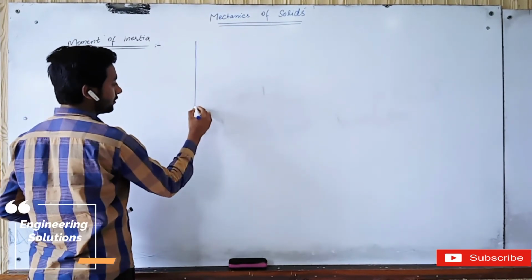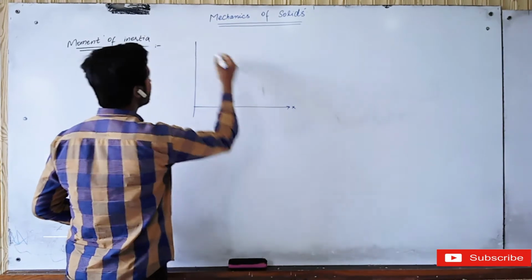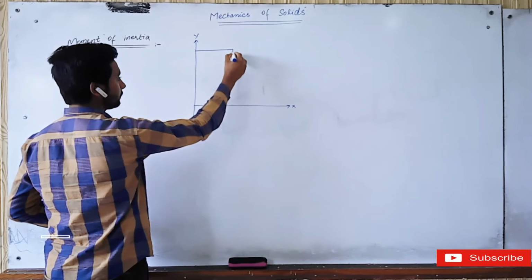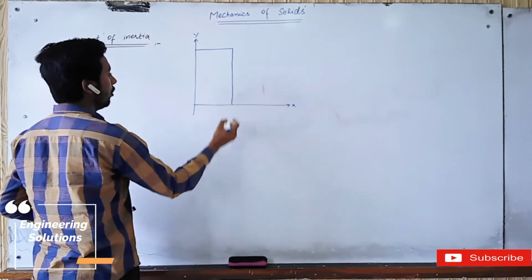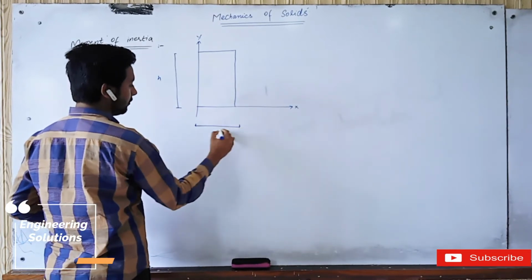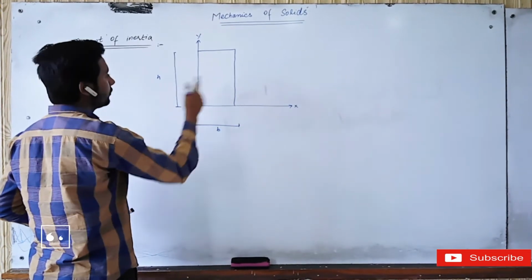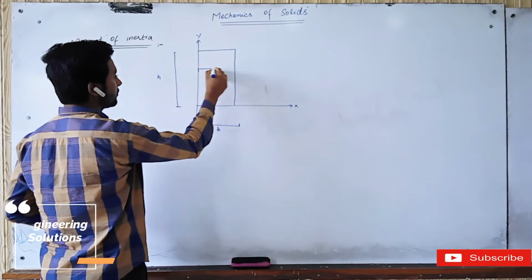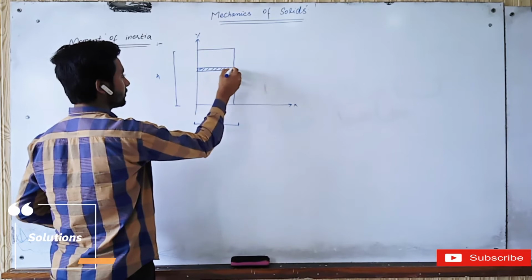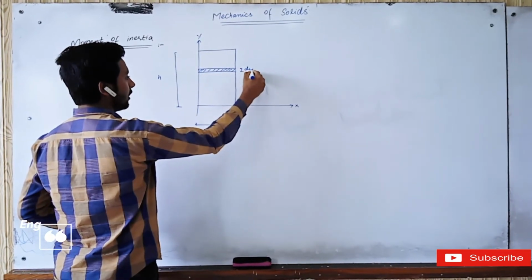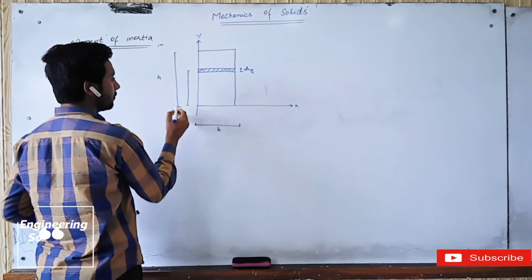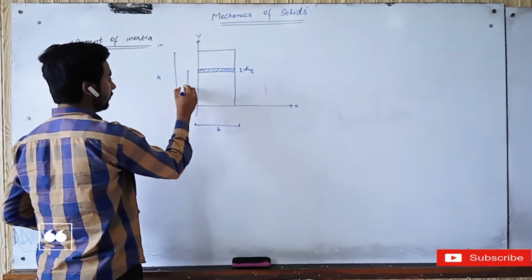This is the x-axis, and this is the y-axis. Consider a rectangle of depth h and width b. Now consider a small strip of thickness dy, and the height of the strip from the axis is y.